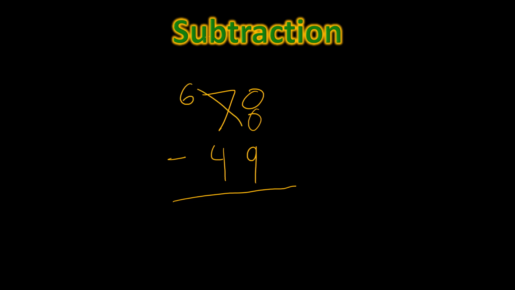For example, let's say I have 78 and I want to subtract 49. Well, I can't subtract 9 from 8, so I'd have to borrow. What that means is this 7 becomes a 6, this 8 becomes an 18, and so now I have 18 minus 9, which is going to be 9, and I have 6 minus 4, which is going to be 2. So the answer would be 29. Let's do another example.